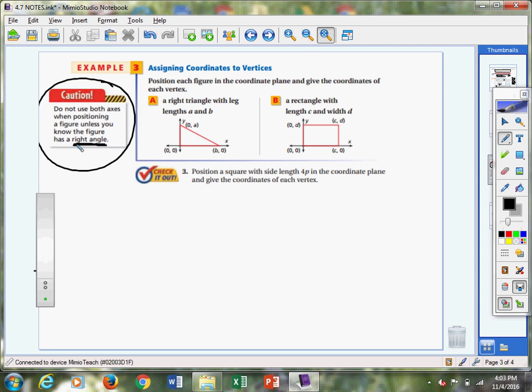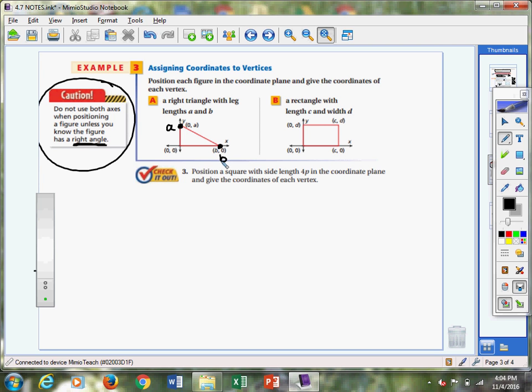They're telling us that we have leg lengths A and B. So let's say you decide that you want this point right here to be A, some number A above 0 on the y-axis, and then you want to call this one B. Now, they very well could have inverted them and put the A on the x-axis and the B on the y-axis, but they didn't. So we're just going to follow through with this one and see where it leads.